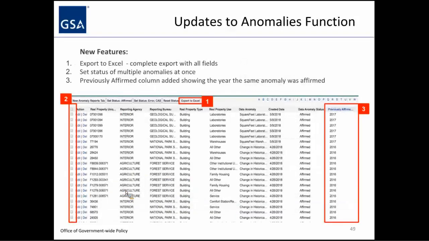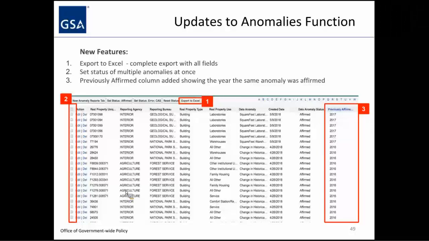Okay. Moving on to the updates to the anomalies function, there is an export to Excel feature that has been added that will allow you to export all anomalies to Excel. The anomaly page now works similar to the threshold warning report in that now you can validate multiple anomalies at the same time. So you can see that checkbox highlighted by two. You can click that top checkbox and that's going to check all of the checkboxes below it.